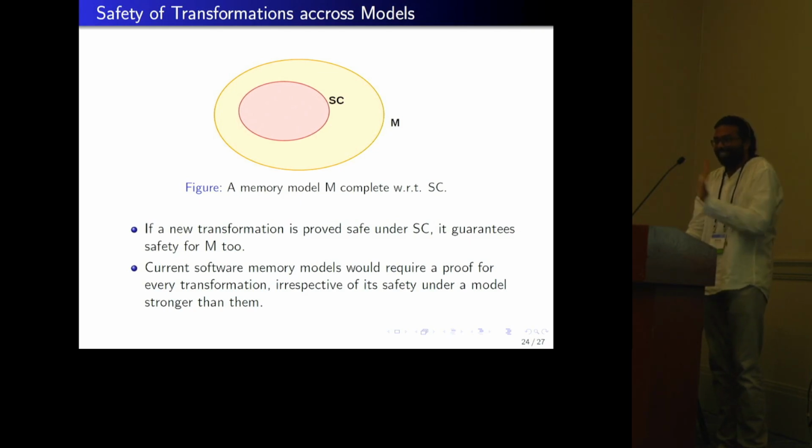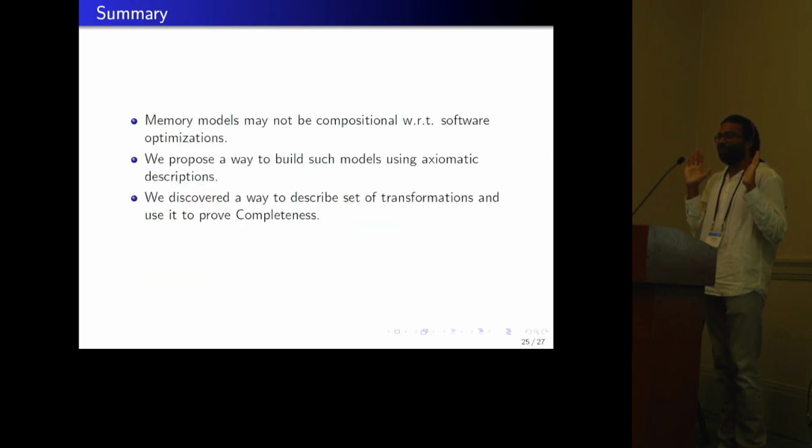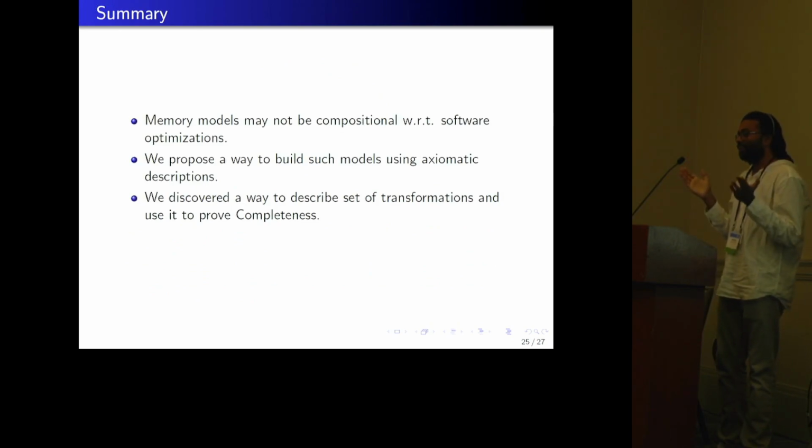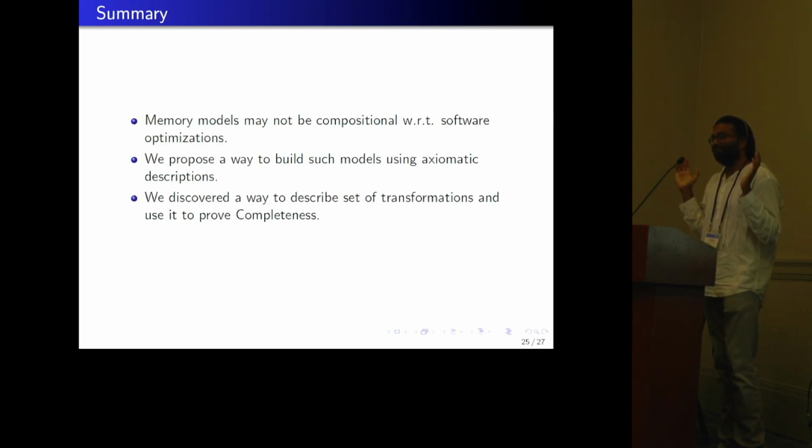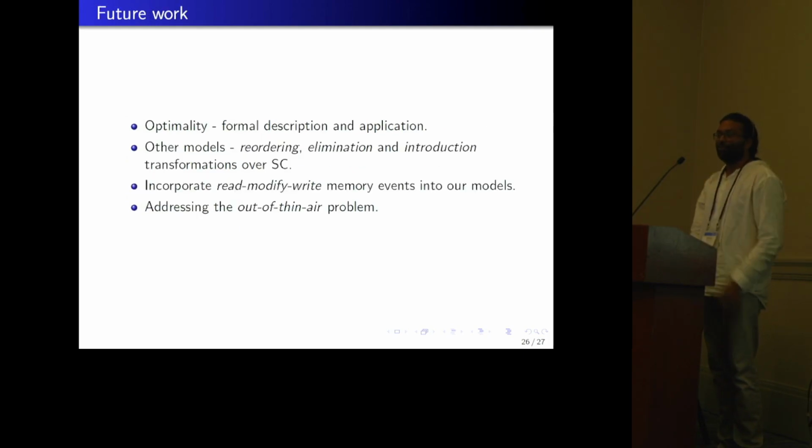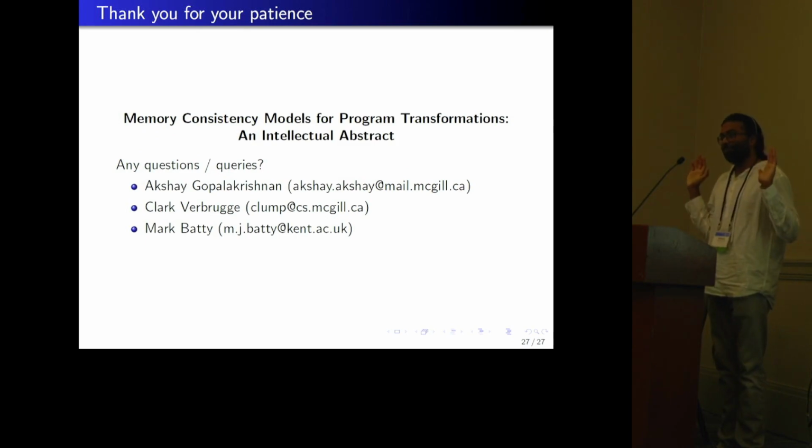So this is the kind of work we are doing right now, and this is the summary. Memory models are not compositional, or may not be. We propose a way, and we also found a way to describe a set of transformations. And this is some future work. I can discuss it later offline, and thank you for your patience.